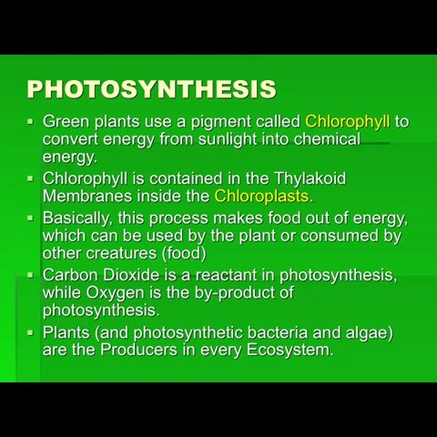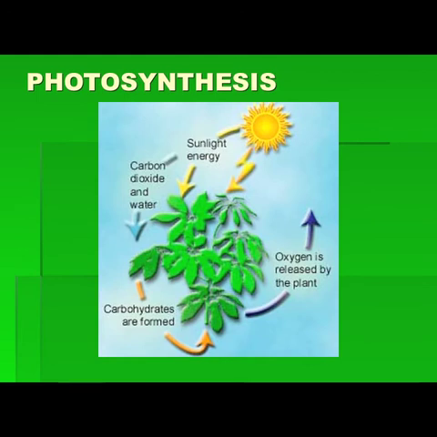Carbon dioxide is a reactant of photosynthesis, while oxygen is a byproduct of photosynthesis. Carbon dioxide and water and energy from the sun gives you oxygen and sugar. Plants, photosynthetic bacteria and algae are producers in ecosystems. It's just a picture of the sunlight coming down, carbon dioxide and water going to the leaves, and carbohydrates are formed, sugars, glucose, and oxygen is released.